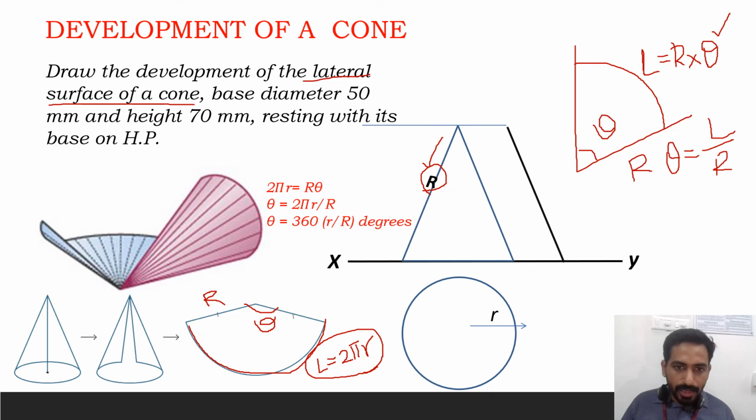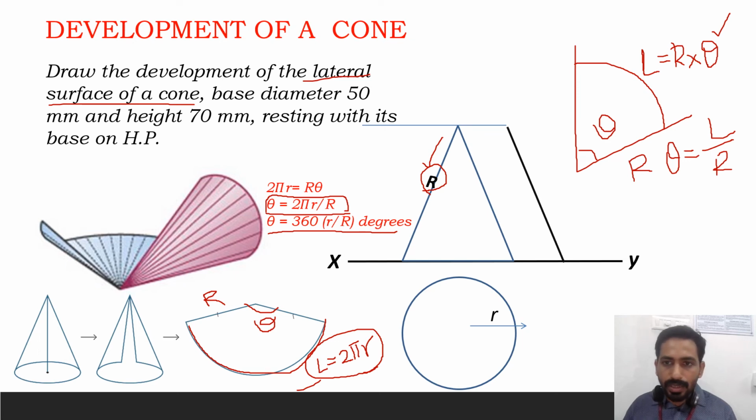Similarly here in this case you have L equal to 2 pi r. So theta is 2 pi r divided by R. This will be theta in radians. If you want to convert that into degrees, you have to multiply that with 360 by 2 pi. So the final answer is theta is equal to 360 into small r, which is the radius of the base circle, divided by capital R, which is the true length of the generator of the cone. That will be in degrees.